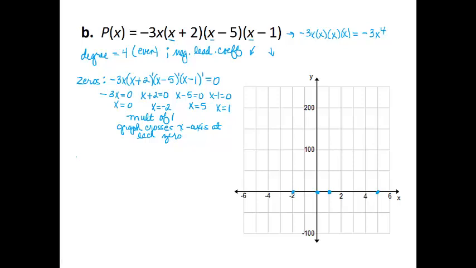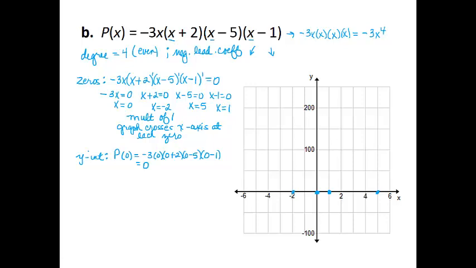Another key point we can find is our y-intercept. So the y-intercept is found by evaluating the function at an input of 0. We would get negative 3 times 0 times (0 plus 2) times (0 minus 5) times (0 minus 1). But 0 times anything will just be 0. So the origin is our y-intercept.